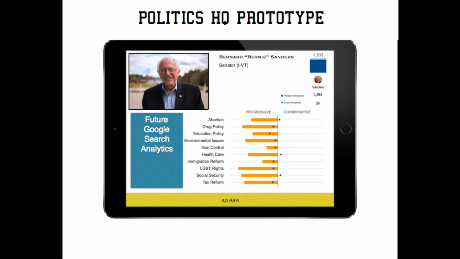You can see at the top right-hand corner his superdelegates and delegates lined up there with a legend. You can see his name, a picture. In the future, it'll also have Google search analytics, so we can see which genders are searching, what state is searching most, and we could totally use that. On the bottom right-hand corner, you can see a graph. The blue dots represent the average candidates and where Bernie Sanders stands, and this is using BPN scores that I'd manually input to make a graph for each candidate.